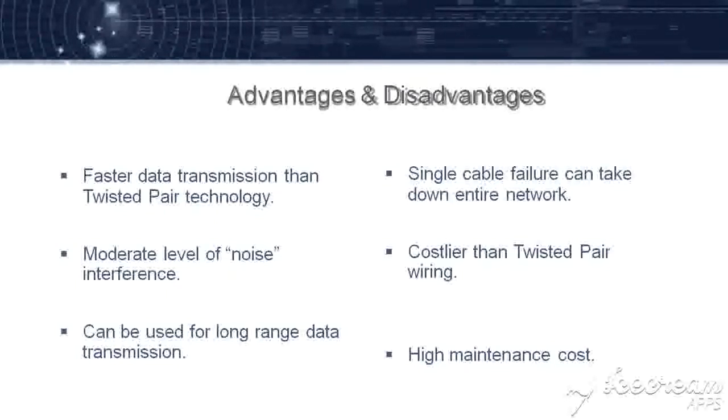Advantages and disadvantages of coaxial cable. Faster data transmission than twisted pair technology. Moderate level of noise interference. It can be used for long range data transmission. Disadvantage: single cable failure can take down entire network. It is quite expensive than twisted pair cable. It requires high maintenance cost.